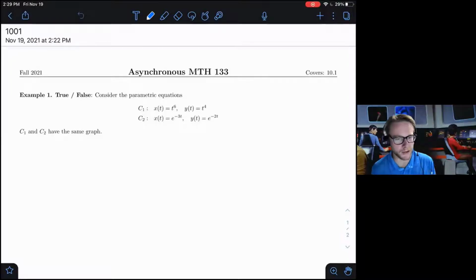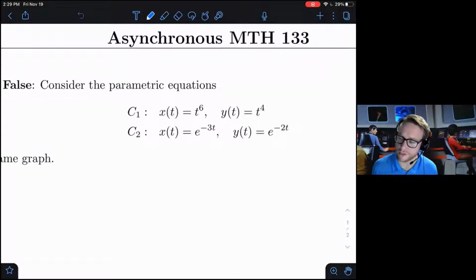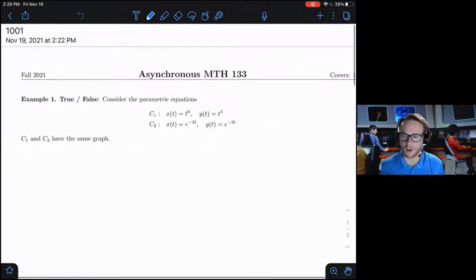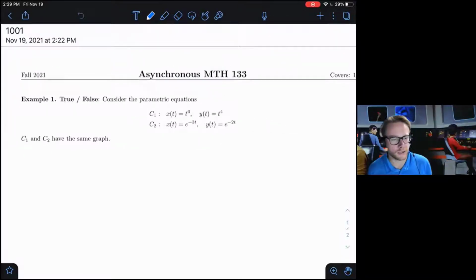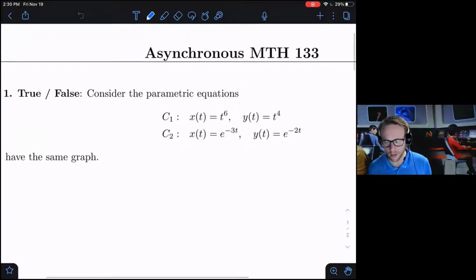So here we have a couple of parametric curves given to us in the form of parametric equations. And we're asked a true and false question, right? This would be more on the conceptual side, typically. We're just asked, do they have the same graph? Looking at this, they look like very different equations. And so at first glance, I think most folks would lean towards false, that this would probably be false.